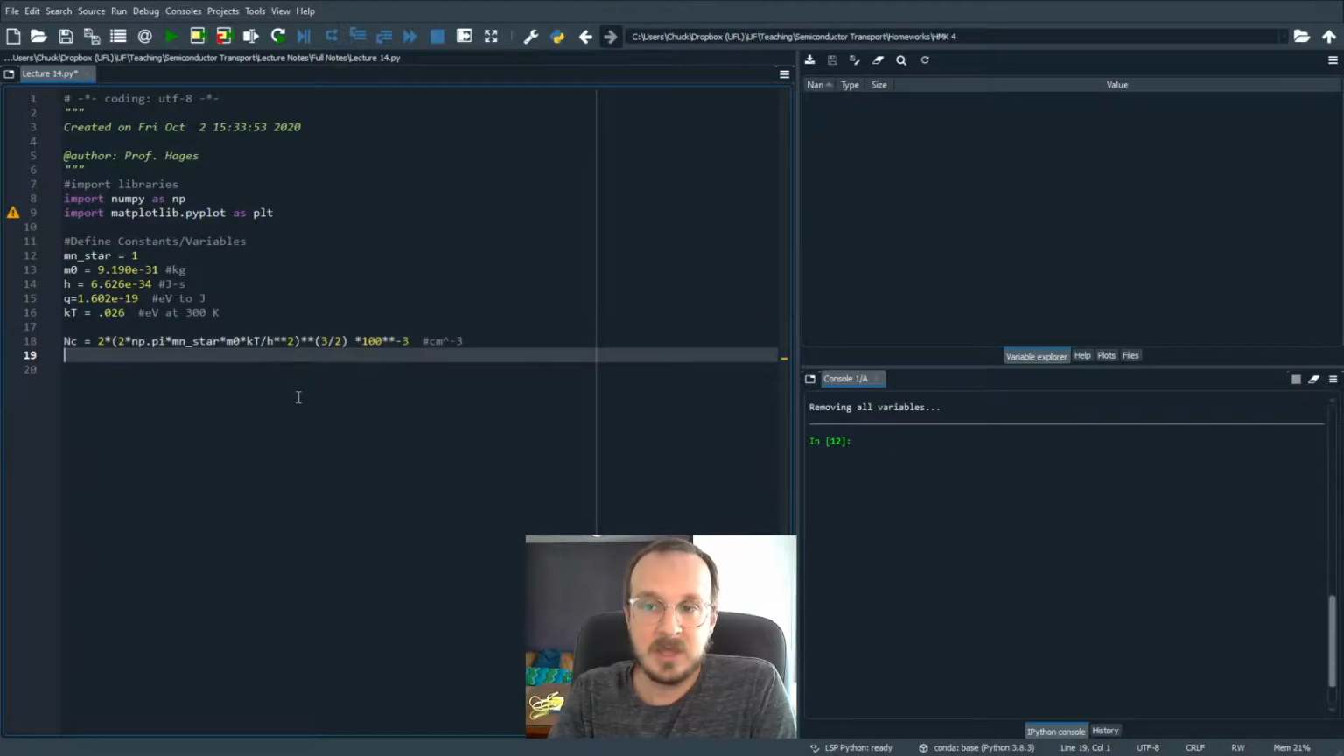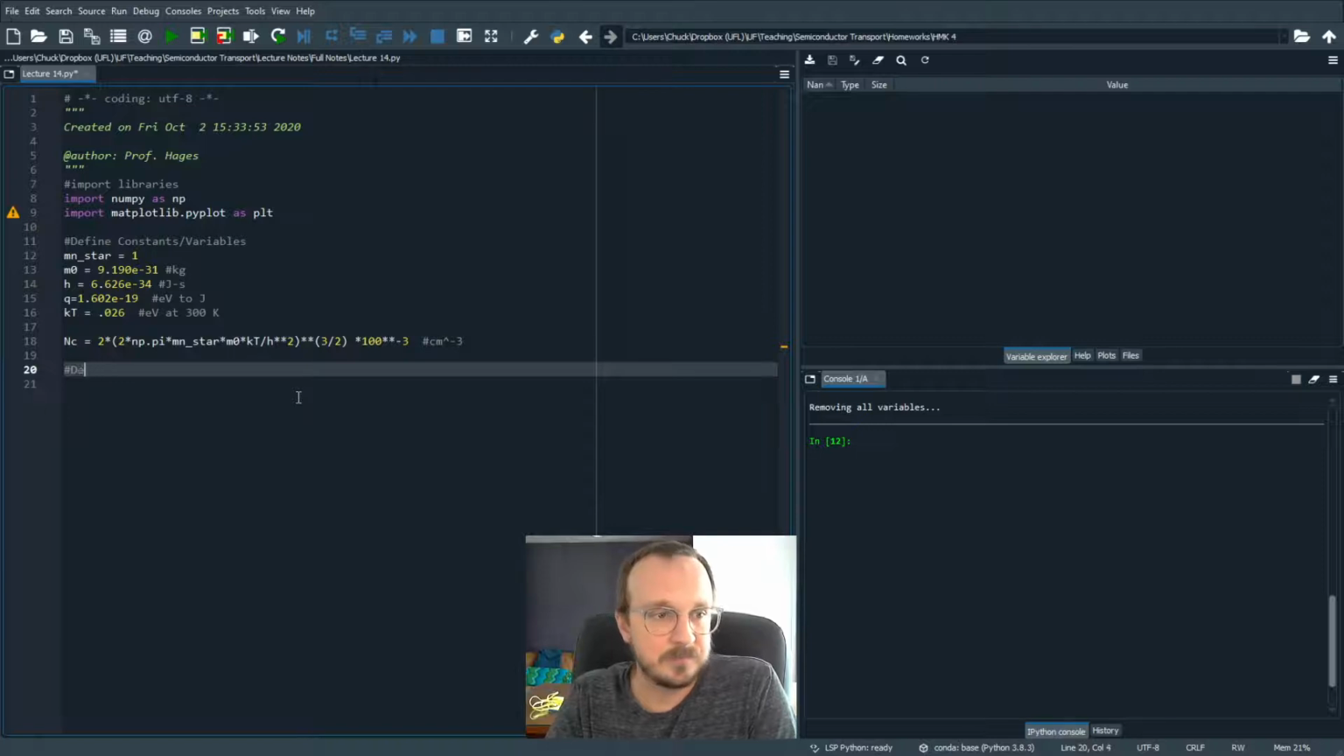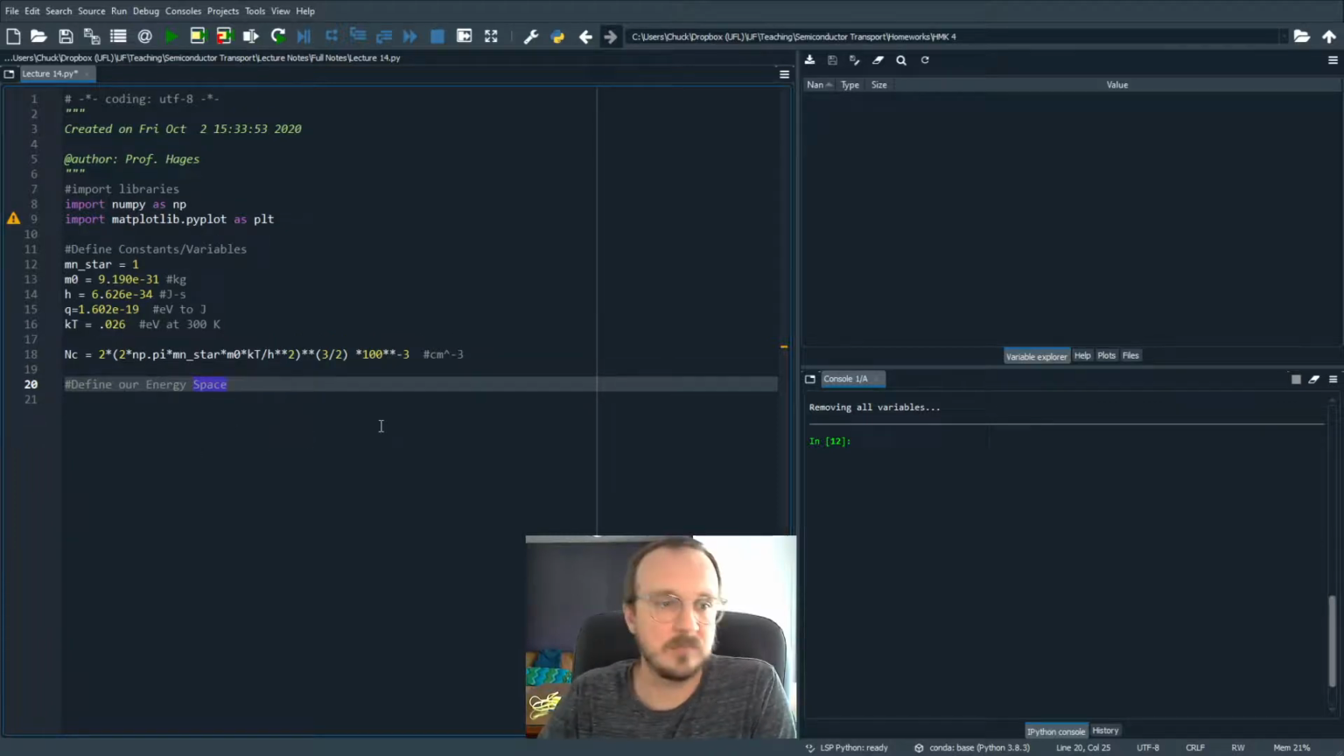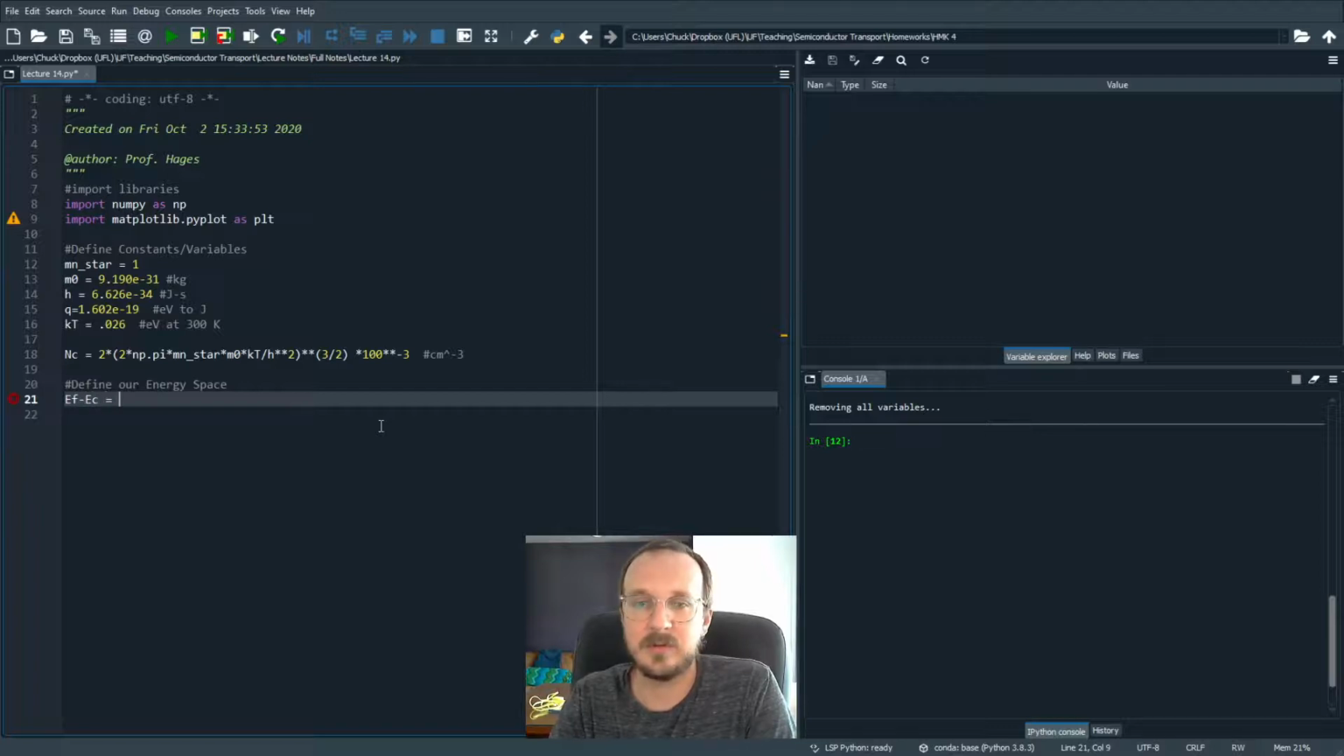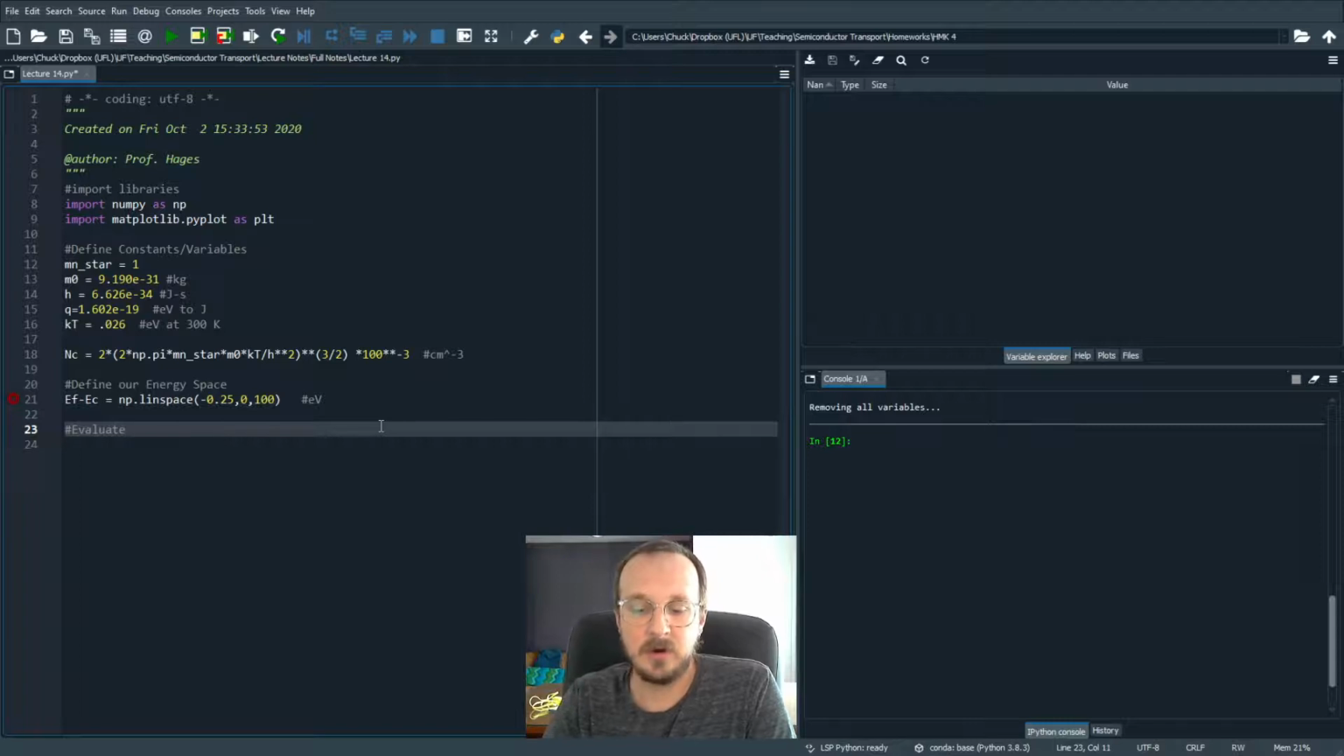Okay, now we want to define our energy space. So let's say EF minus EC is what we're going to define this for. So how far is the Fermi level below the conduction band? This will be a negative value when it's in the gap. So we can use NumPy linspace, and let's go from minus 0.25, so 250 millielectron volts below the conduction band, to at the conduction band, and we can do it in 100 steps. This is in units of eV. And now let's evaluate our function.